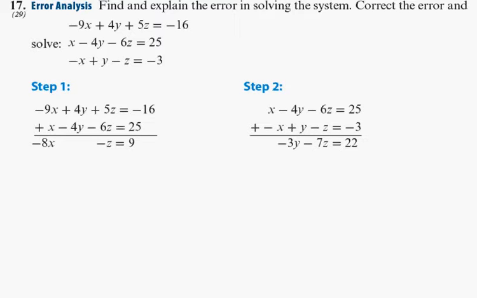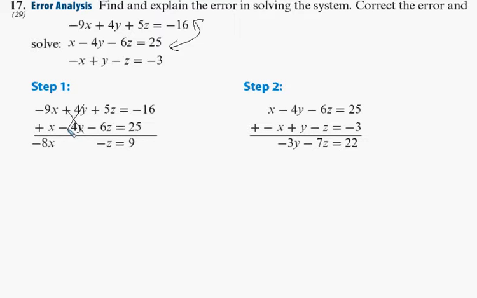All right, what I want you to see is that this top equation is right here, and then the next equation, so basically we've got these first two equations. Okay, so he's just using elimination. He's adding them together. Do you see how the 4's go away here? So then you're left with negative 8x minus z equals 9. Okay, so that's good.